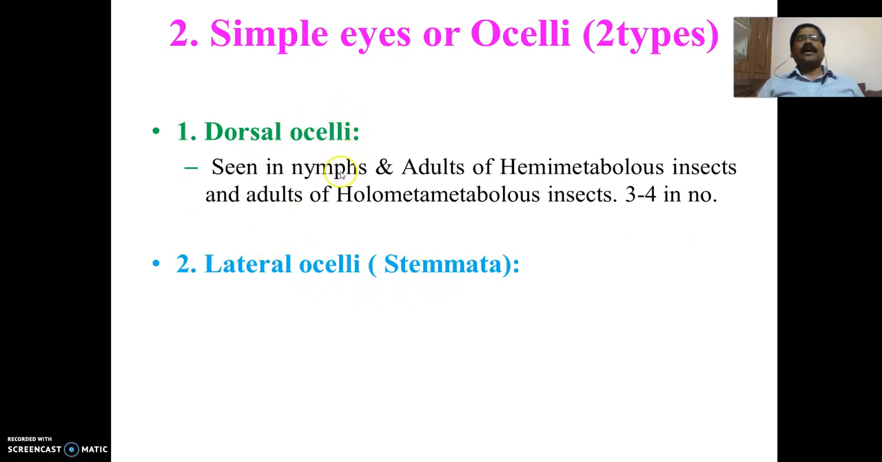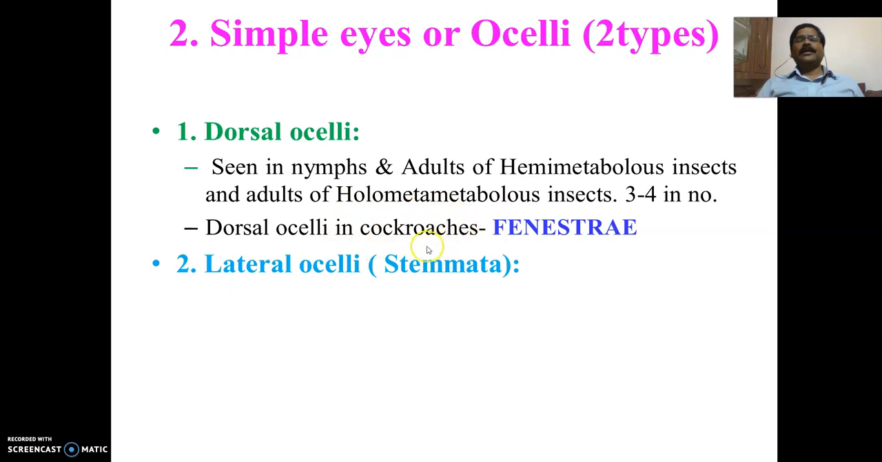Now these dorsal ocelli are seen in nymphs and adults of hemimetabolous insects. So this is very important. And also in the adults of holometabolous insects. Generally these dorsal ocelli are 3 in number, but in some they may be 4 also. Now the dorsal ocelli which are present in the cockroach are represented by special structures known as the fenestrae. So this is very important for your examination. Fenestrae type of dorsal ocelli are present only in cockroaches.